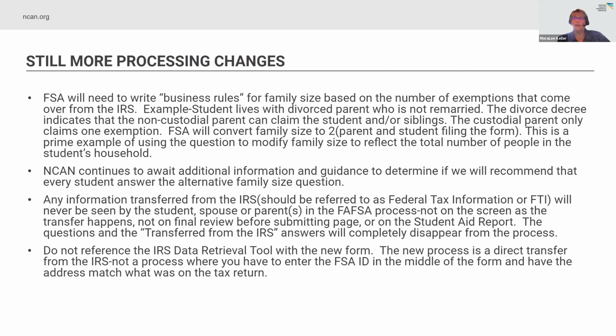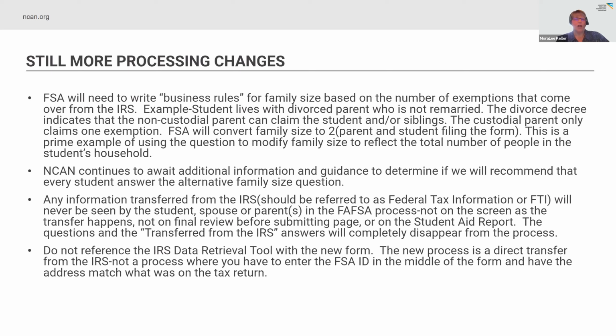If it's married parents and one student and some number less than 3 comes over, it will bring the family size up to 3. I mentioned there was that question to modify the family size. NCAN is going to continue to gather information and see if we don't maybe make the recommendation that everybody answer the updated family size question, just to make sure that an accurate number is always used in the calculation.